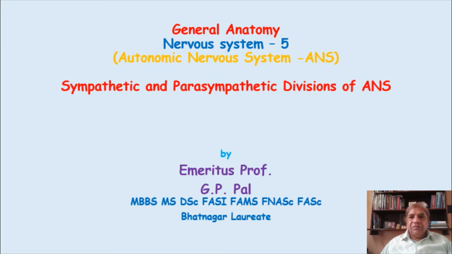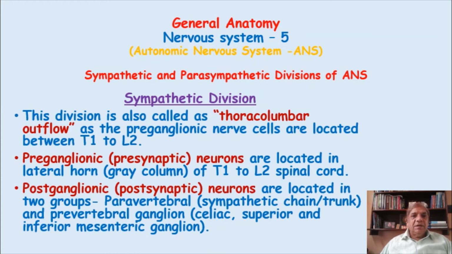Okay, so I'm moving to the next slide. Now, first we will deal with the sympathetic division of the autonomic nervous system. As far as the sympathetic division is concerned, this division is also called the thoracolumbar outflow. Why is this division called the thoracolumbar outflow?